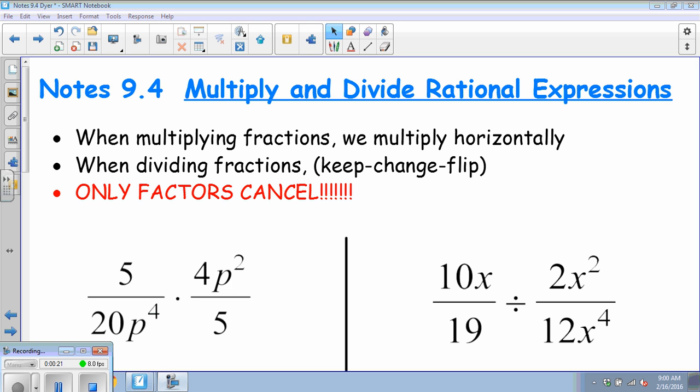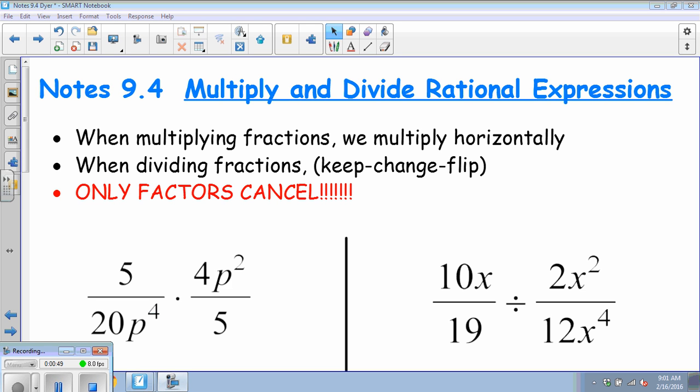When we multiply fractions, we multiply straight across. If there's variables in there, we still multiply straight across. We multiply horizontally, okay? When we divide fractions, keep, change, flip. Who remembers that? Keep, change, flip, right? You keep the first fraction the same, you change it to multiplication, and then you flip the second fraction, okay?